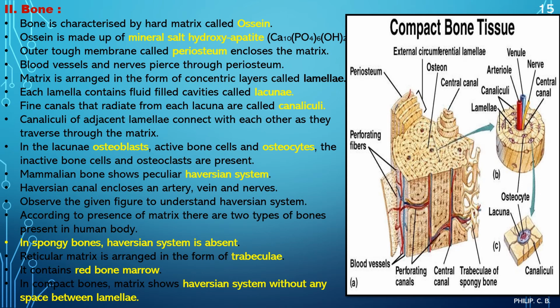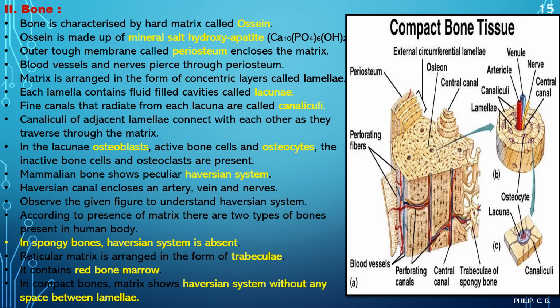In the lacuna, osteoblasts, active bone cells, and osteocytes are present. Like you learned in the cartilage, chondroblast and chondrocyte, here it is osteoblast and osteocyte. Inactive bone cells and osteoclasts are present. Mammalian bones show a peculiar Haversian system. This is one unique feature in mammalian bones. What is that? Haversian system.